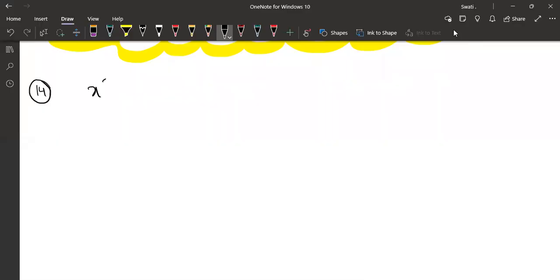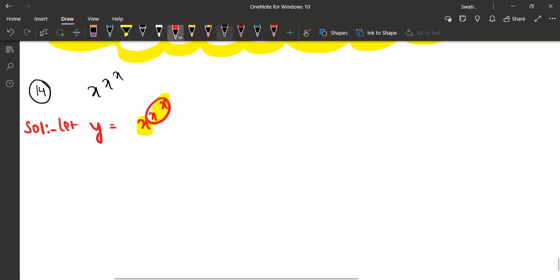So x raised to x raised to x. This is what we need to differentiate. So we'll take this as let y is equal to x raised to x raised to x. So here imagine we are having a function like x raised to a function, that you can consider together. Okay. So now if we use the property of log, it will become y is equal to e raised to x raised to x, and then log of this one, that is x, right?